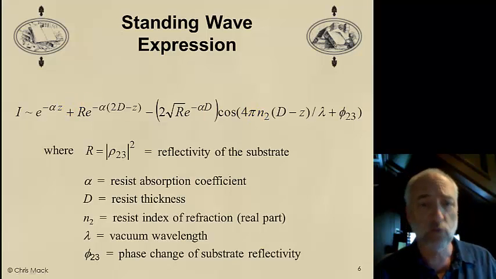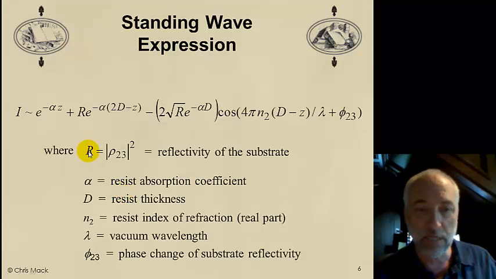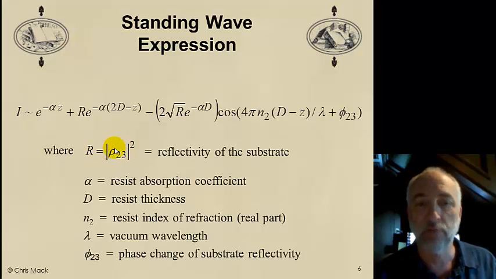And from this, we can look at all of those characteristics that seemed interesting to us. First of all, some of the parameters. R is the reflectivity of the substrate. So capital R is the intensity reflectivity, and it's a function of rho 23, which is the electric field reflectivity. I take the magnitude of that squared, and I have the reflectivity of the intensity.